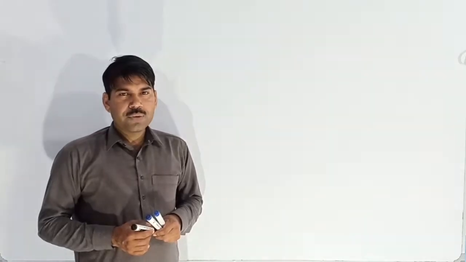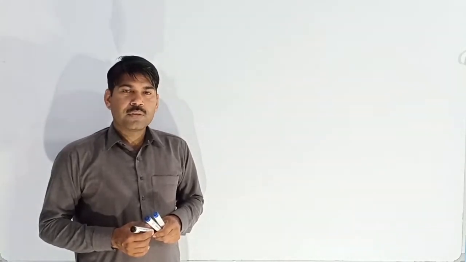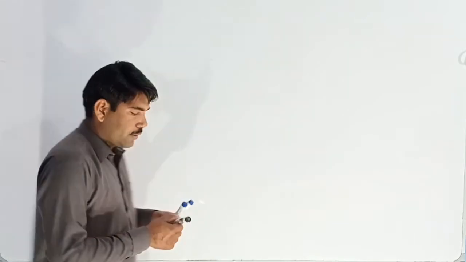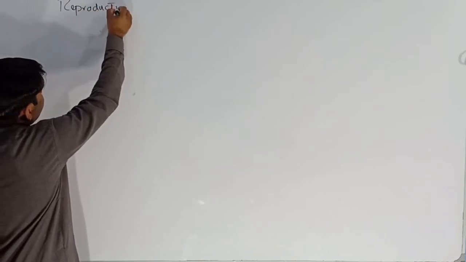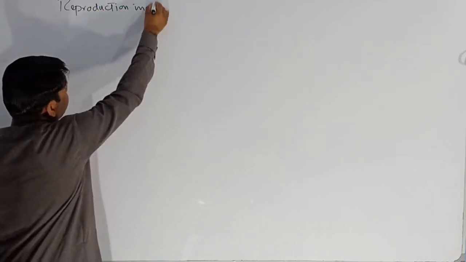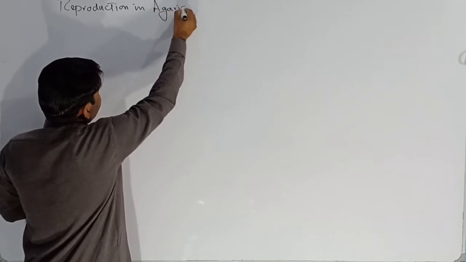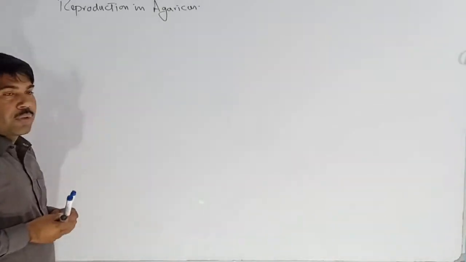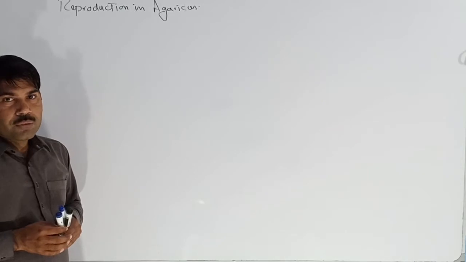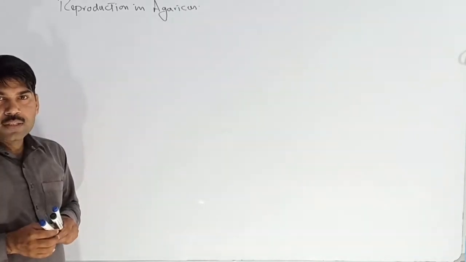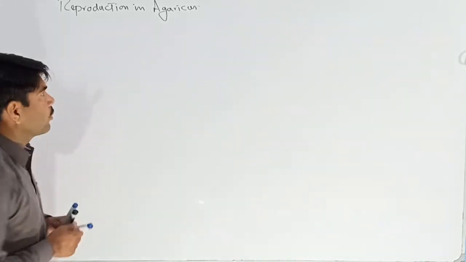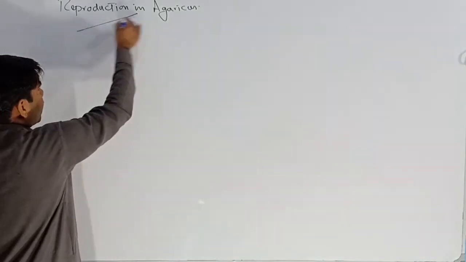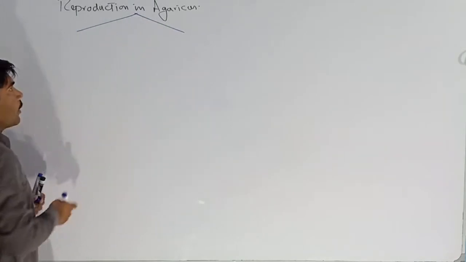My dear students, today we are going to discuss reproduction in Agaricus. So when we talk about the reproduction in Agaricus, two types of reproduction exist in this type of fungus, which is known as Agaricus, belonging to the division Basidiomycota. Which are the two types of reproduction which exist in this type of fungus?